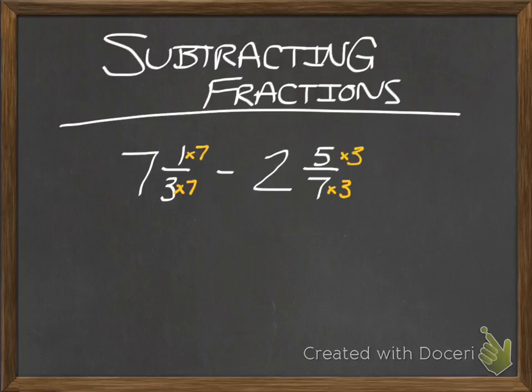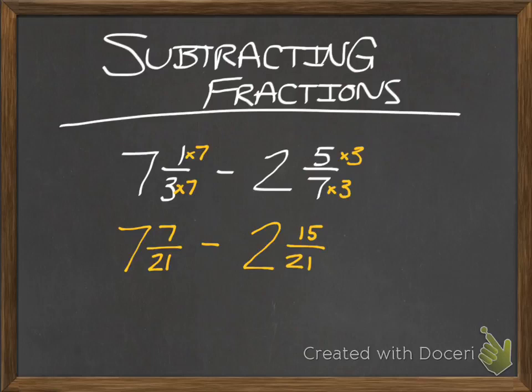So my fractions now look like 7 and 7/21 minus 2 and 15/21. Now, when we get to this point, we have two strategies we can use. One would be to leave them as mixed numbers, and another would be to turn them to improper fractions. And I'm going to do this both ways because I think both are important for us to know how to do. The first way would be to just leave them as mixed numbers.